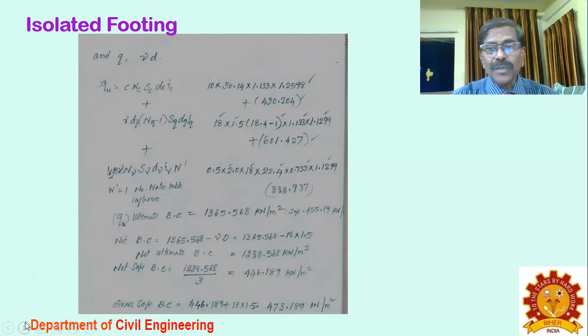Since it is a continuous footing, the length of the footing is not given. So similar to the previous problem, net bearing capacity is equal to QU minus gamma D, you get a value of 1338. The net safe bearing capacity is divided by the factor of safety, you get 446.189, because the factor of safety is 3. The gross safe bearing capacity is added onto the surcharge of the soil: 446.187 plus 18 into 1.5, you get 473.189 kilonewton per meter square is the ultimate gross bearing capacity of the soil.